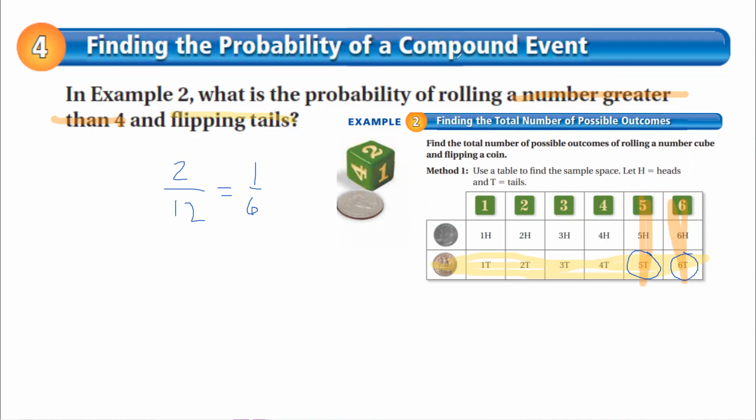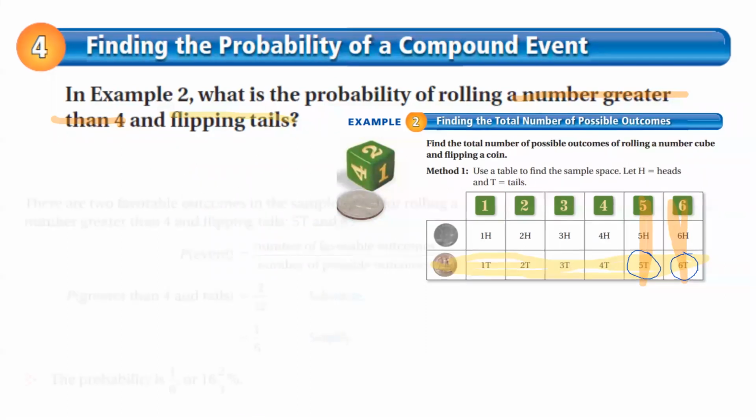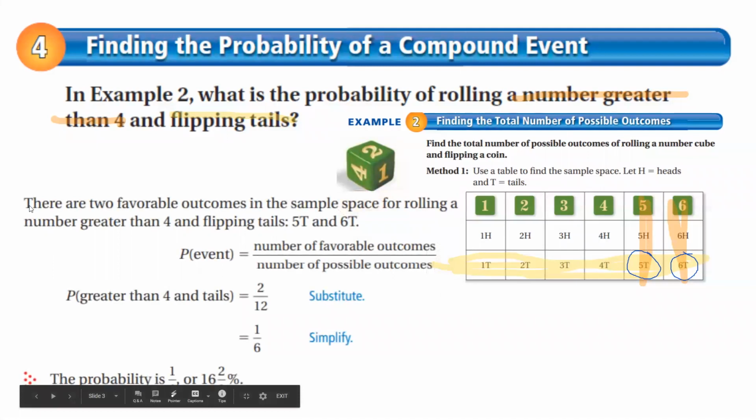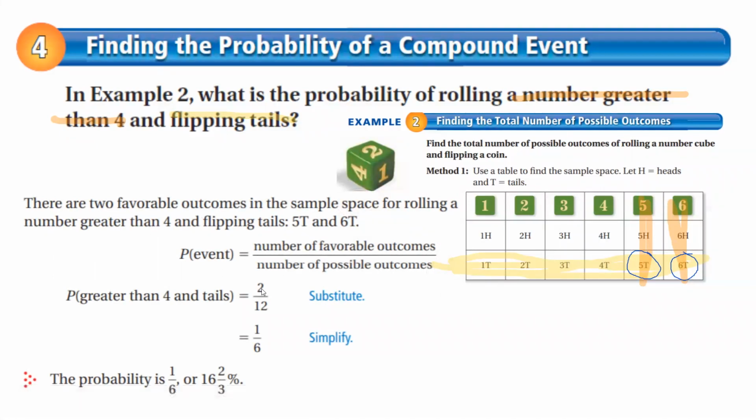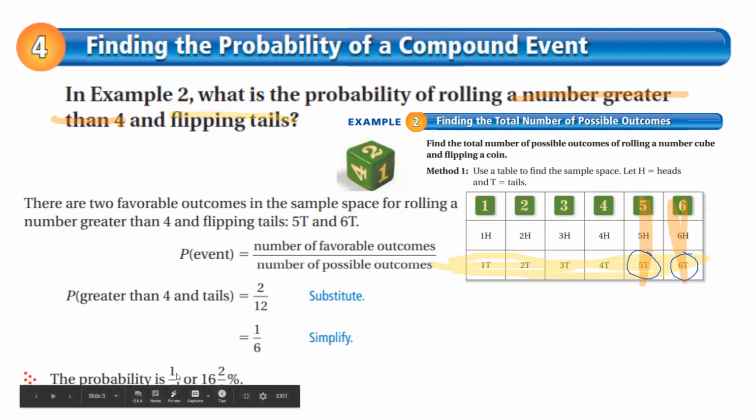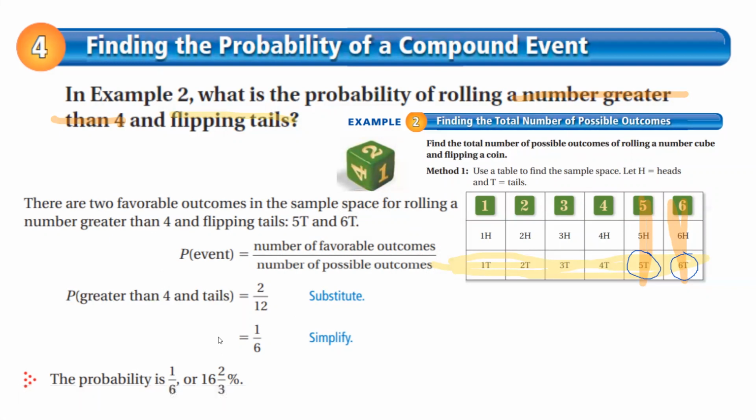So let me get the better version out for you. And there you go. So two favorable outcomes. So we're going to have 2/12, and that's for the probability of a number greater than 4 and tails. Again, simplify. And so we're going to say that the probability is 1/6, or if we wanted to change that into a percent, it would be 16 2/3%.